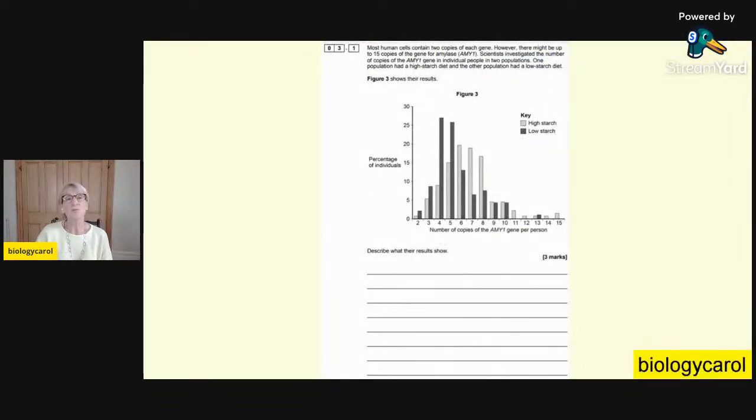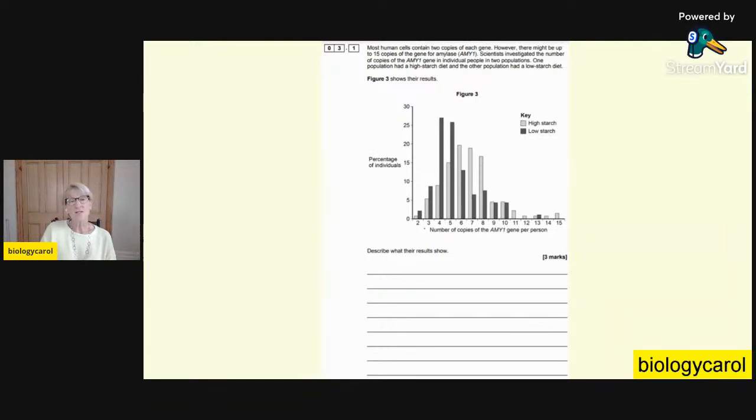Question 3. Most human cells contain 2 copies of each gene. However, there may be up to 15 copies of the gene for amylase. That is the enzyme that breaks down starch into maltose. Scientists investigated the number of copies of the AMY1 gene in individual people in 2 populations, one high starch diet population and one low starch diet population. And here are the results. Describe what their results show.